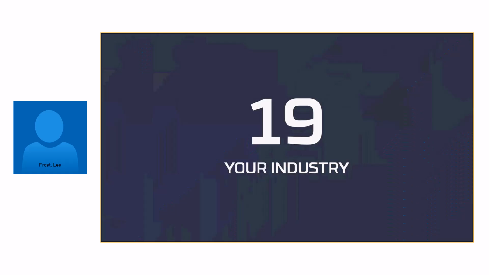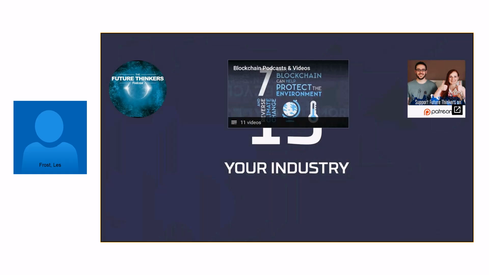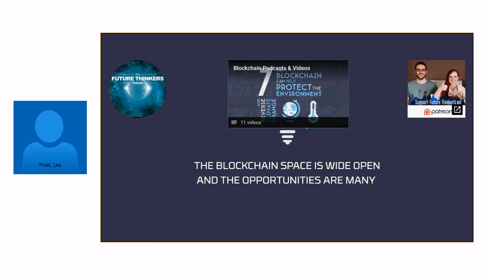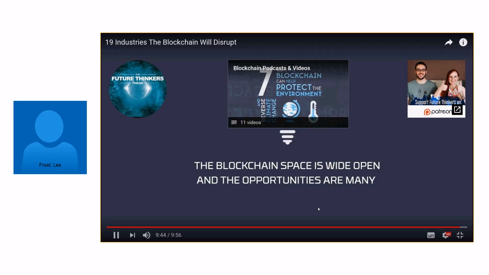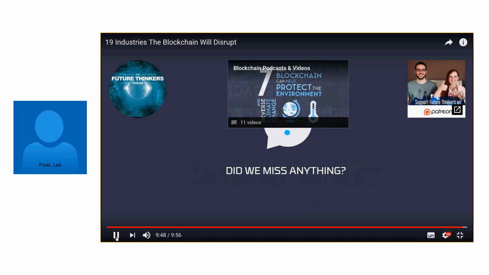Number 19, your industry. If your industry deals with data or transactions of any kind, it's likely a field that can be disrupted by blockchain technology. The space is wide open and the opportunities are many. Did we miss anything? What are some other industries that blockchain is disrupting?